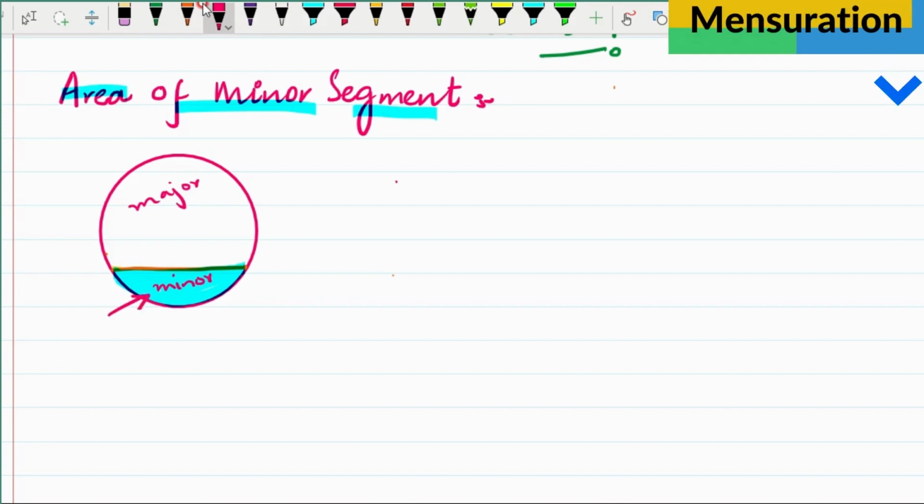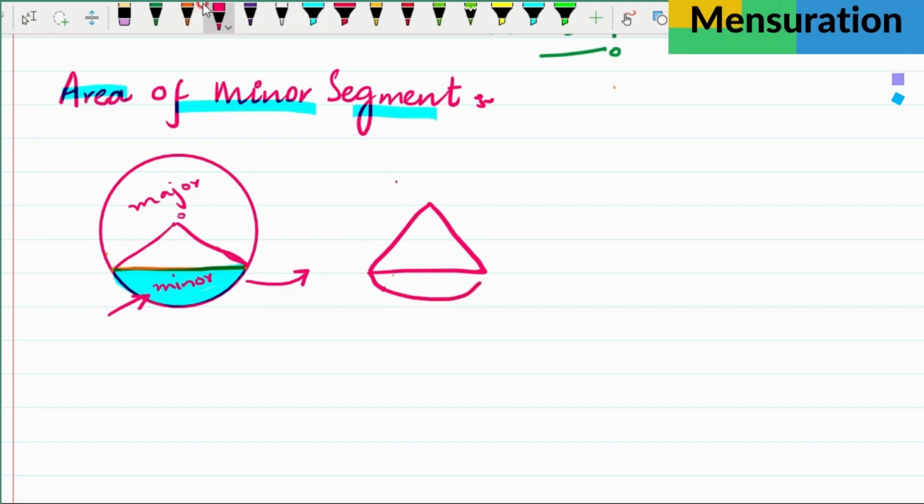So let me take it out. How can I take it out? You can just observe there is a center point and we can draw lines to get a triangle. So it means we can just slice it out. Let me take this portion out. I have a triangle here, and then that curved line will be with this portion, and this portion is showing you a minor segment.